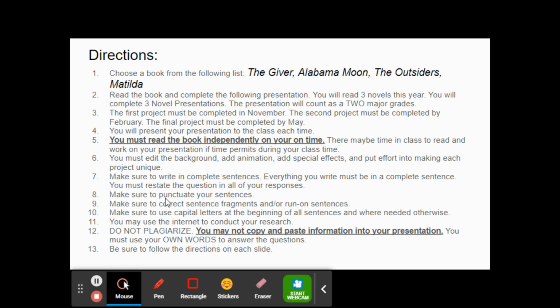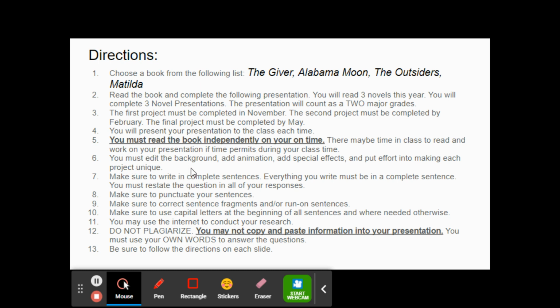Okay. All right. Make sure to correct sentence fragments and or run-on sentences. Make sure to use capital letters at the beginning of all sentences and where needed otherwise. Okay? Proper nouns should be what? Capitalized.